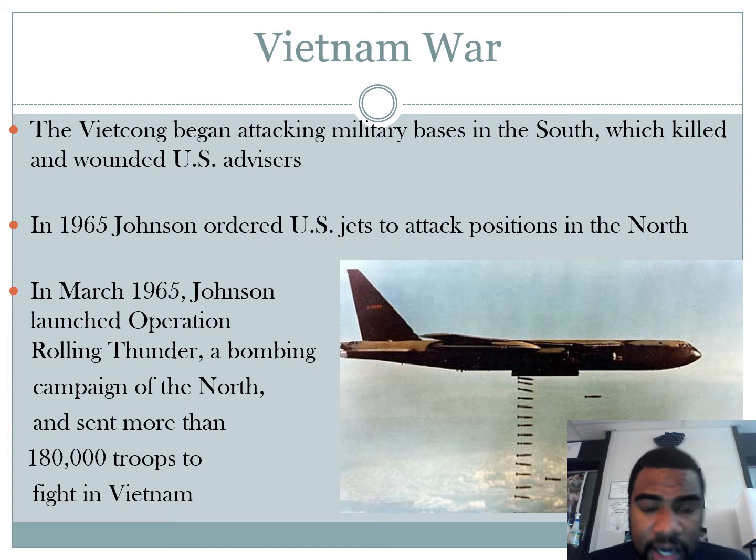The Viet Cong began attacking the military base in the South, which killed and wounded U.S. advisors. In 1965, Johnson ordered U.S. jets to attack positions in the North. In March of 1965, Johnson launched Operation Rolling Thunder, a bombing campaign of the North, and sent more than 180,000 troops to fight in Vietnam.